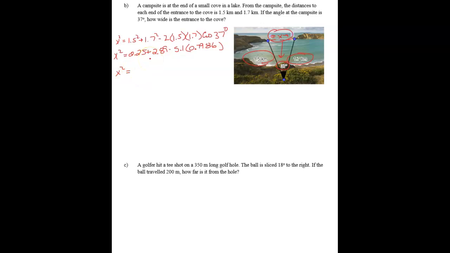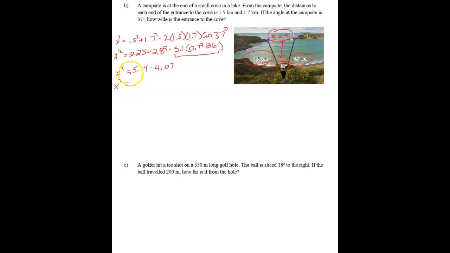Alright, we're going to again use our order of operations, which means we would add our first two numbers, so 2.25 plus 2.89, we get 5.14. Subtract, and then we multiply these two together. So 5.1 times 0.7986, 4 decimal, and let's just go 2 decimal places here.